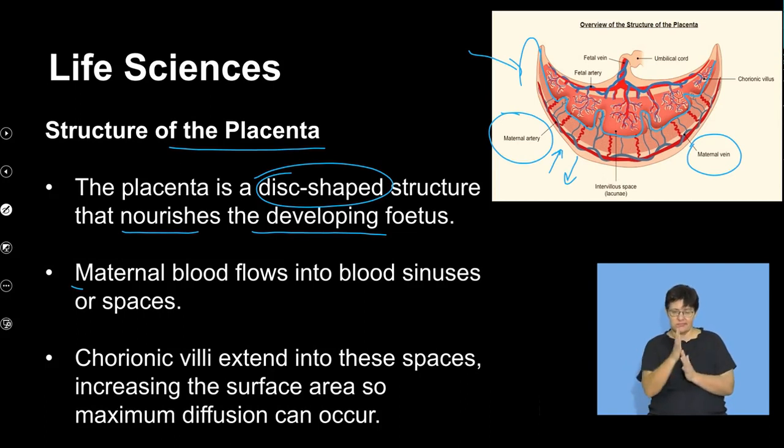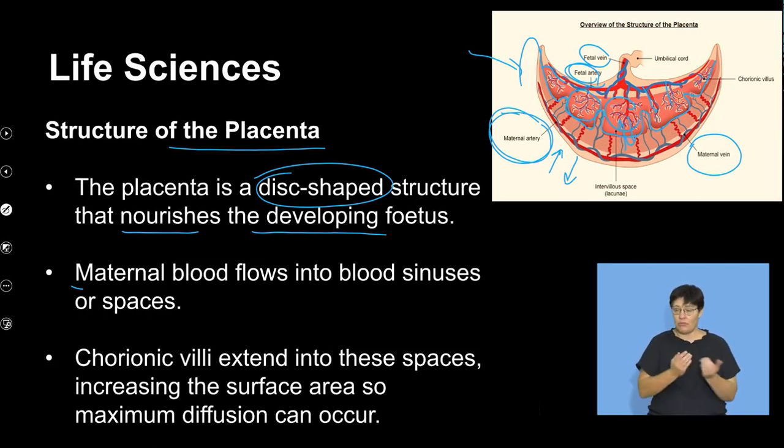We also know that the placenta is this structure that contains a whole lot of blood vessels that extend into the maternal sinuses or spaces. And from these you have the fetal arteries and the fetal veins that branch into these. And these allow for a network of capillaries to be able to exchange nutrients between the two blood supplies. So the maternal blood supply and the fetal blood supply show the process of exchange of nutrients.